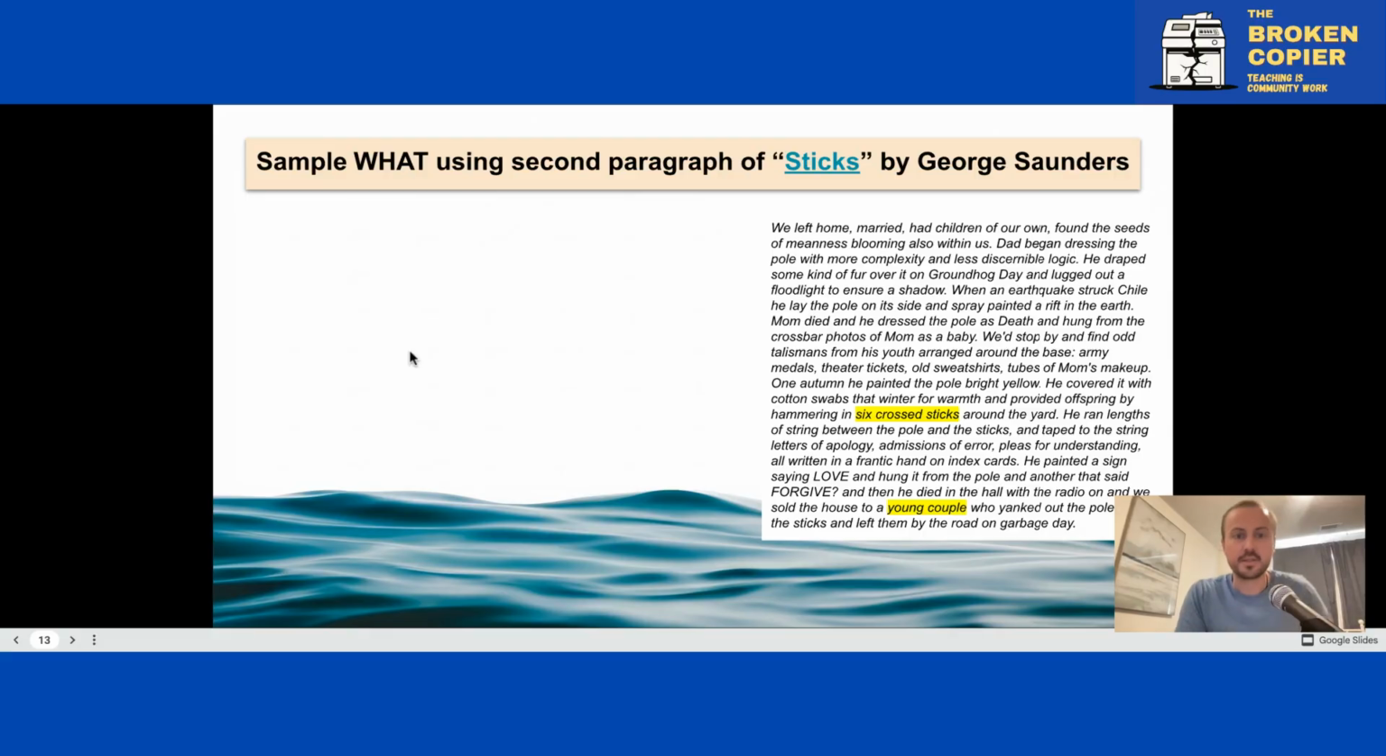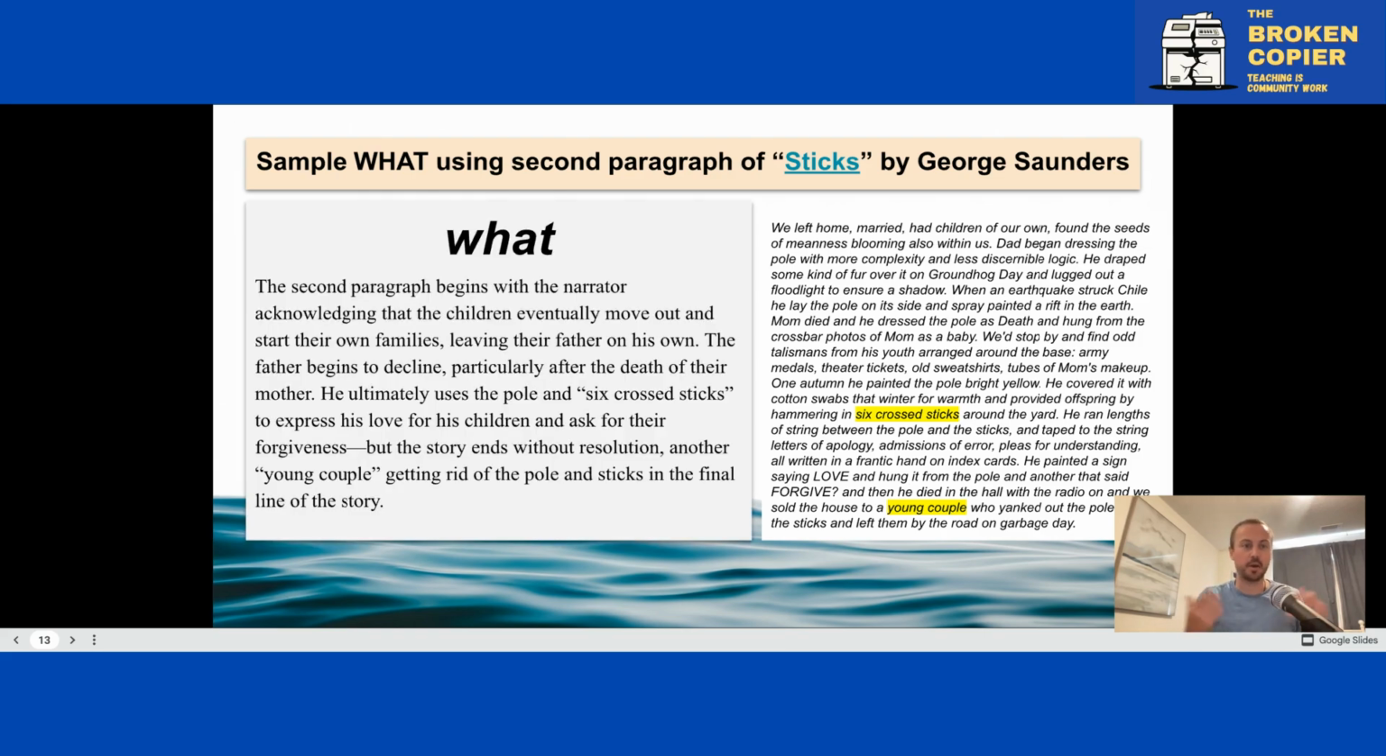Let's talk through it. So the first one is like a what. I'm going to use that same story, Sticks. I'm going to use one paragraph, the second paragraph. So if I was doing the what for the second paragraph, and I think the more narrow you have students do this, the better, the second paragraph begins, blah, blah, blah, blah.